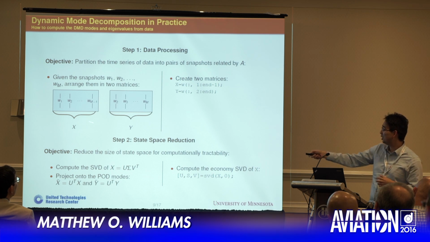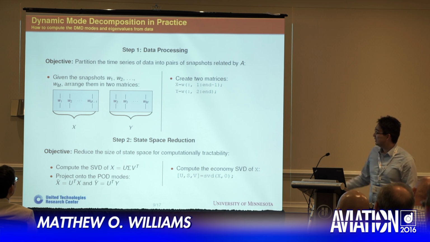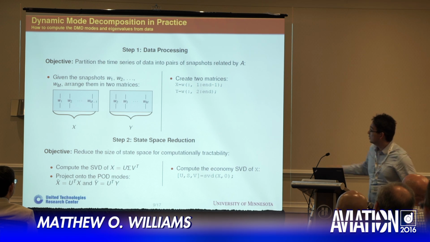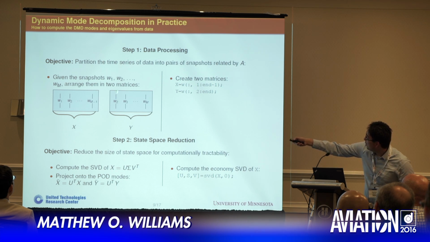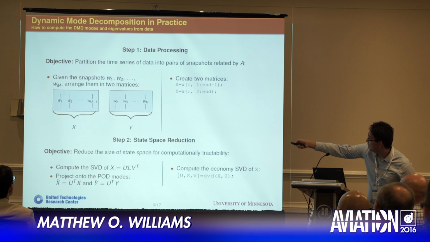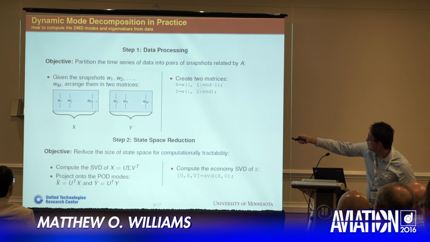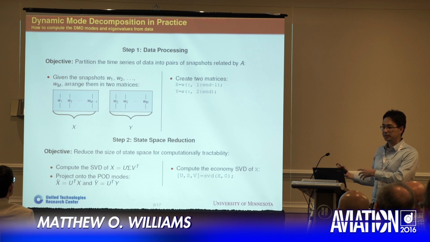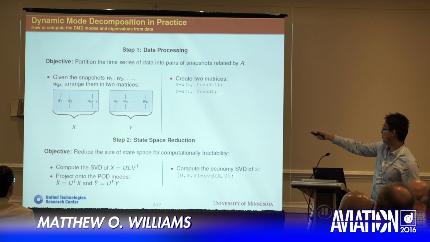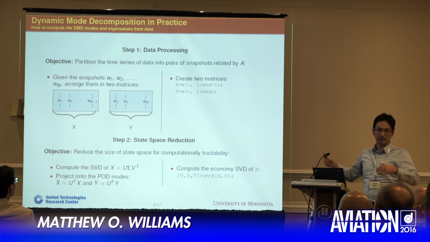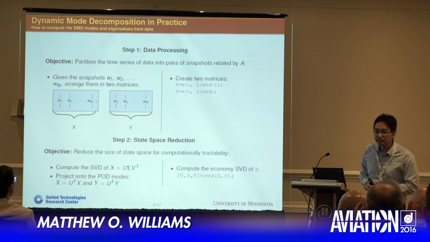Okay, so the next step, once we have this matrix of data, is to split it up into two matrices, which we call X and Y. The main idea is that X and Y are related by this matrix A that we're trying to discover. Each column of X is a snapshot, and each column of Y is the next snapshot in the sequence. So you see W1 here, W2 here, W2 here, W3 here. Basically, Y should be A times X. And the MATLAB code is just: in X you put everything but the last snapshot, and in Y you put everything but the first.